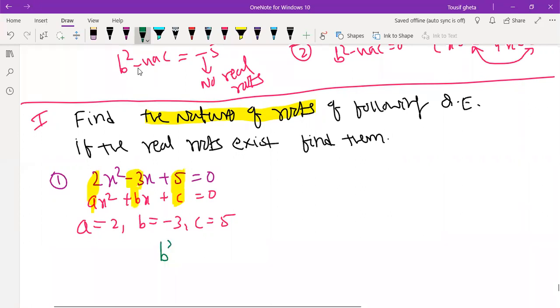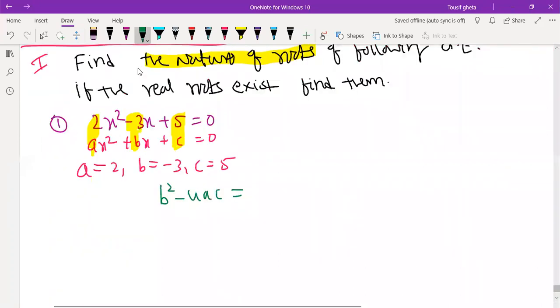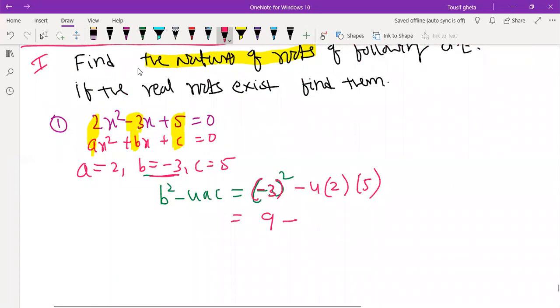b square minus 4ac is called the discriminant, right? Let us find out the discriminant. So b square means minus 3 square. Minus 3 square will get 9. Minus 4 into a is 2 and c is 5. 4 2s are 8, 8 5s are 40. 9 minus 40, you got minus 31.